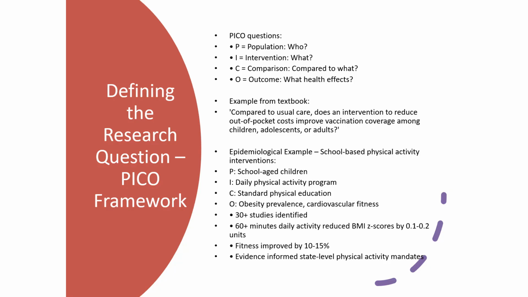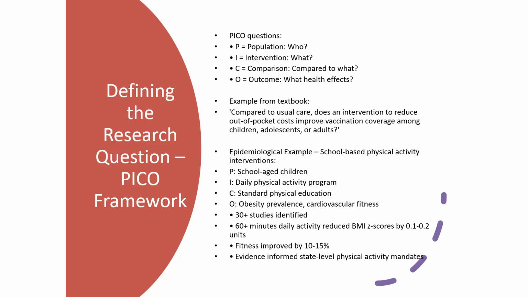The researchers asked, in school-age children, that is the population, does a daily physical activity program, that's the intervention, compared to standard physical education, that's the comparison, reduce obesity prevalence and improve cardiovascular fitness, those are the outcomes. That is a clear, answerable question. They identified over 30 studies.